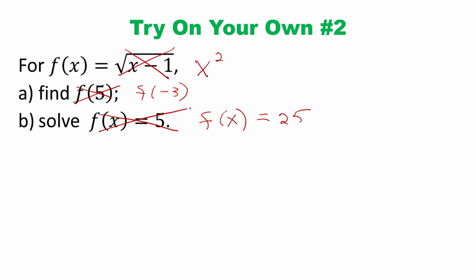And I'm going to make a note of this as well, hopefully. So I have f of x equals x squared, and we're going to find f of negative 3, and then we're going to solve f of x equals 25. Okay. All right, let's go on then.